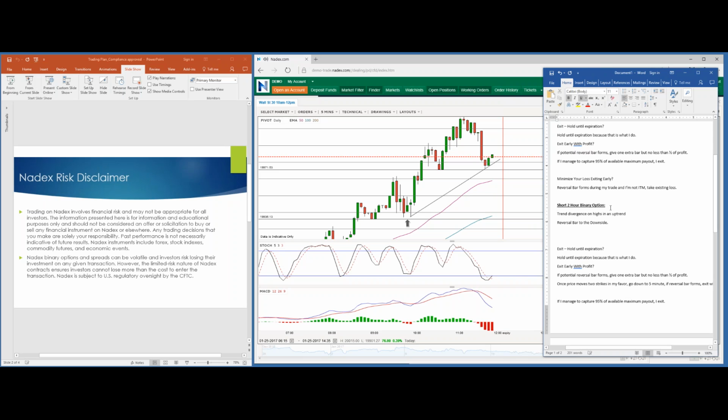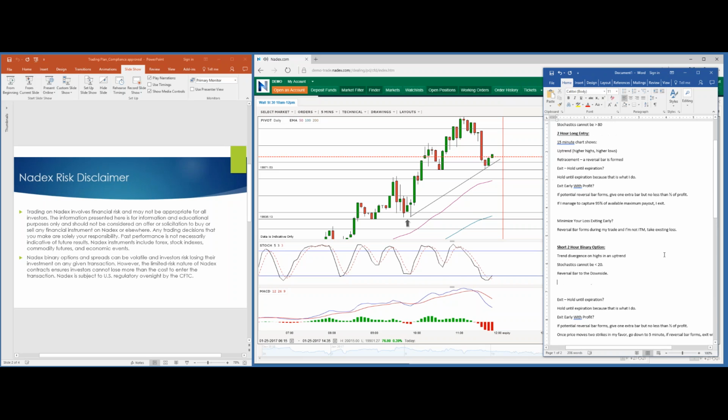And now we can actually, let's put one other thing here. Stochastics cannot be less than 20, and it shouldn't be because we were trading an uptrend. And we get a reversal bar to the downside. Okay. So now, just that quickly, we have developed a trading plan, and one that we can follow.